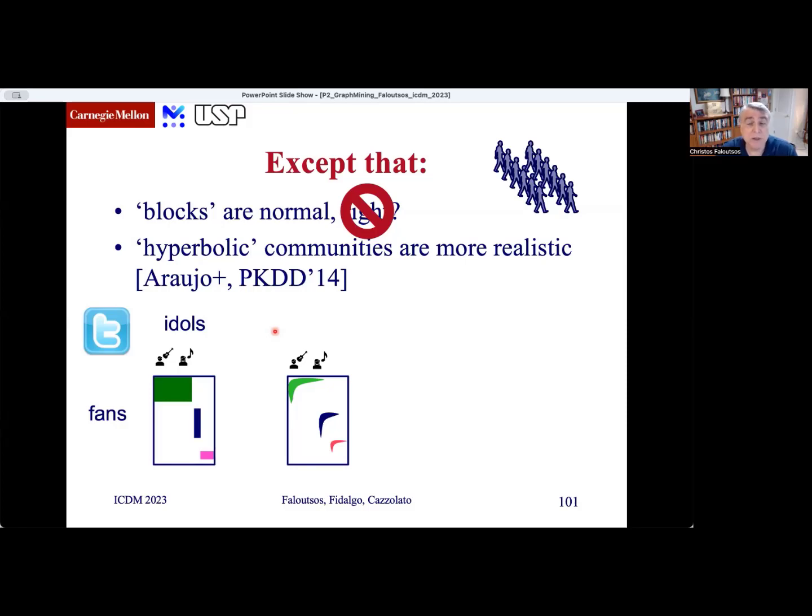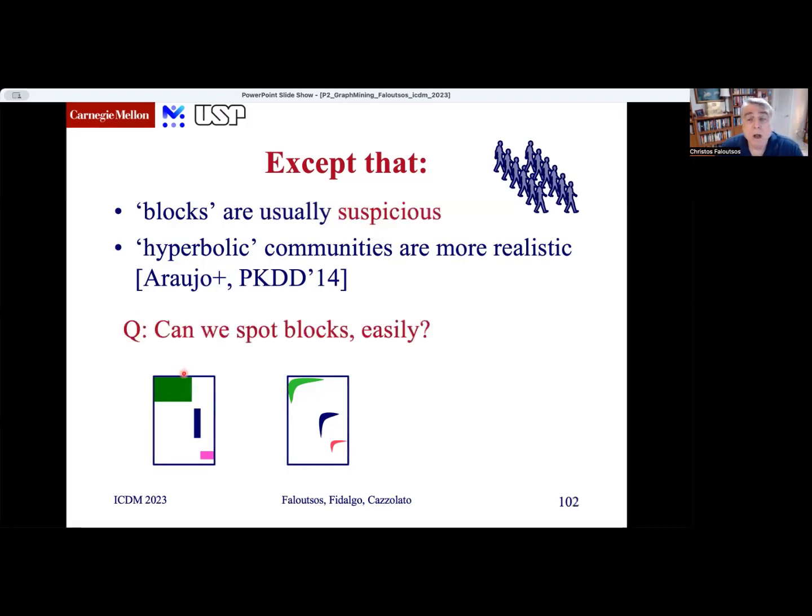So the question is, because blocks mean that all these people are doing exactly the same thing, which even intuitively makes no sense, right? If you have 1,000 people all following the same 200 musicians, that's very weird, right? So blocks are suspicious. How can we spot blocks quickly? This would be a puzzle, except that 15 slides ago, we said that SVD does exactly that.